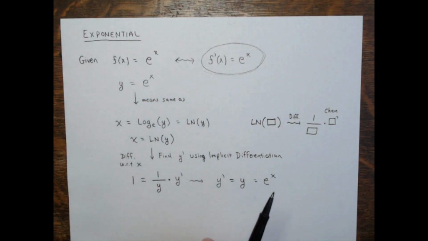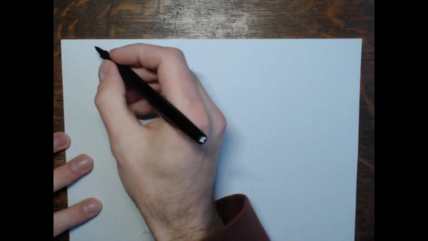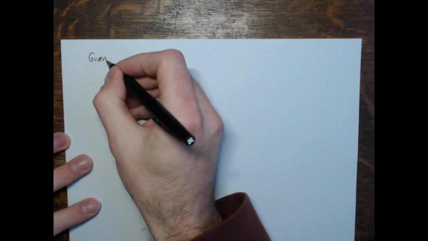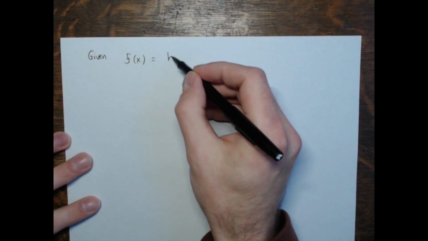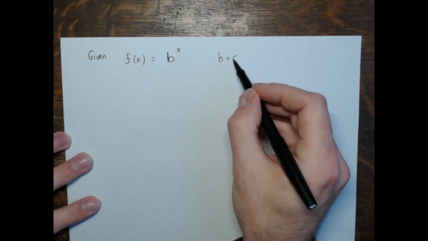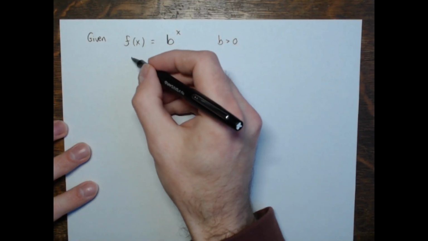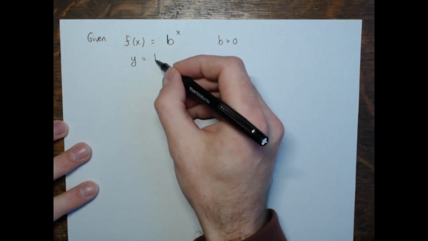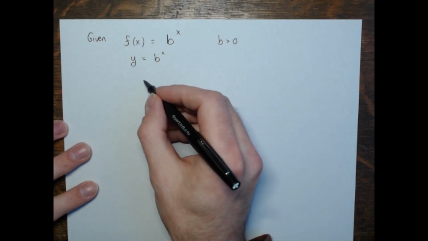So what if I had a different base? All right, so we know this now. The derivative of e to something is itself. So now let's look at other bases. Here's an exponential function, say f of x or y equals, and then some base b to the x power, where again the base has to be positive to be useful. So you could also call this y equals b to the x.